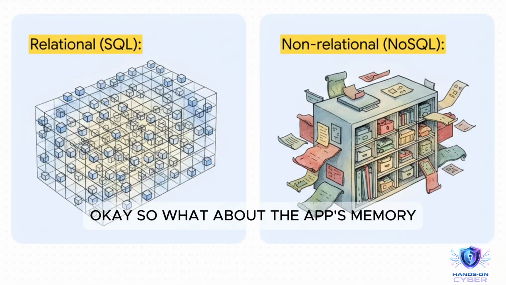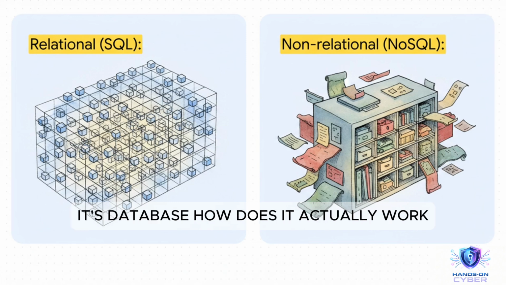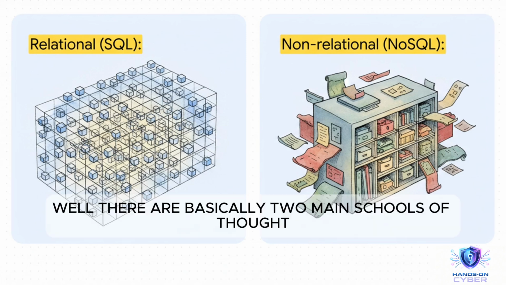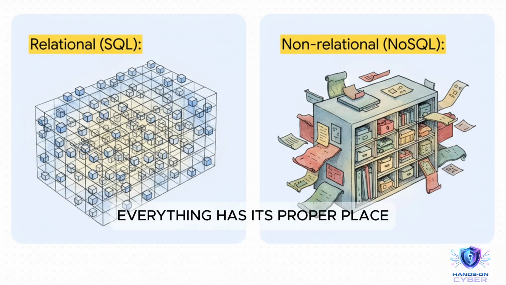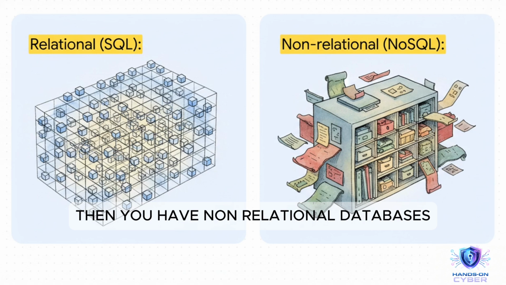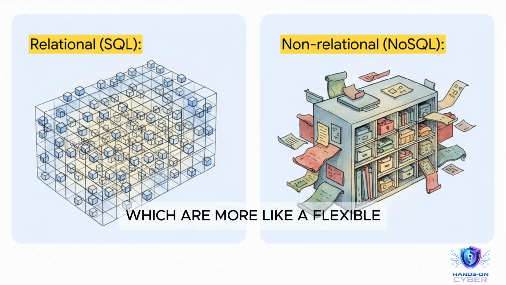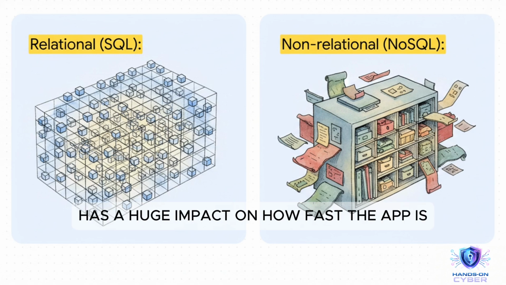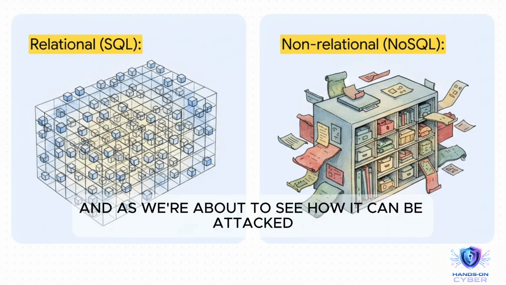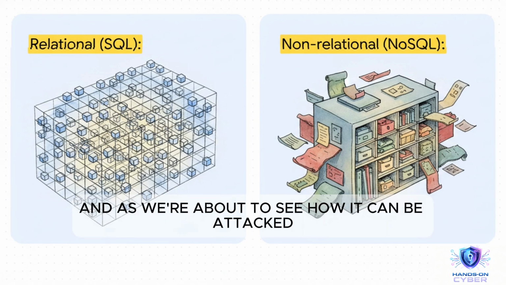Okay, so what about the app's memory, its database? How does it actually work? Well, there are basically two main schools of thought. You have relational databases, which are like super organized spreadsheets. Everything has its proper place. Then you have non-relational databases, which are more like a flexible, searchable filing cabinet. The one a developer chooses has a huge impact on how fast the app is and, as we're about to see, how it can be attacked.